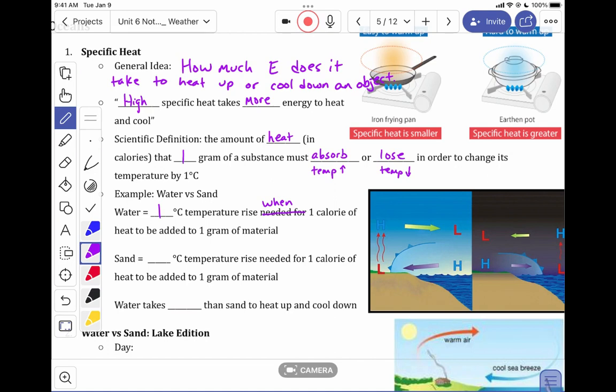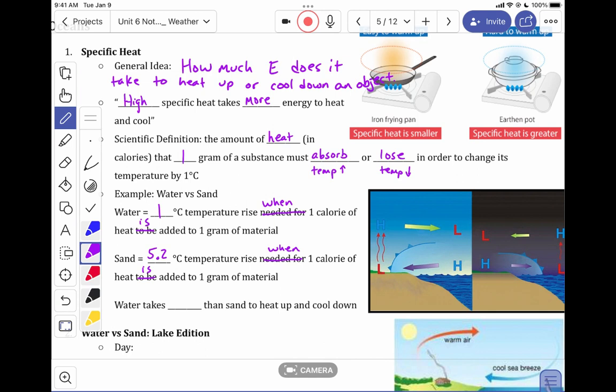I'm going to say water, 1 degree Celsius temperature rise, when 1 calorie of heat is added to 1 gram of material. So if you take 1 gram of water, or 1 cubic centimeter of water, 1 milliliter of water, and add 1 calorie of heat to it, it's going to go up 1 degree Celsius. Sand, on the other hand, is a much bigger change. When 1 calorie of heat is added to the same volume of sand, instead of just going up 1 degree Celsius, it goes up 5.2 degrees Celsius.